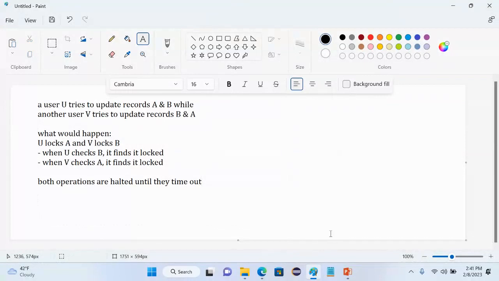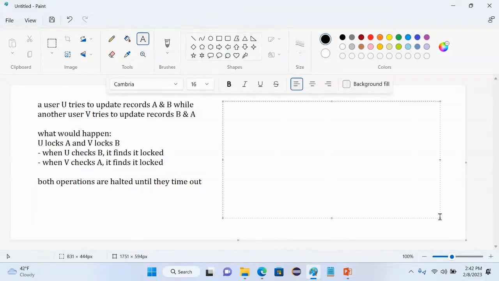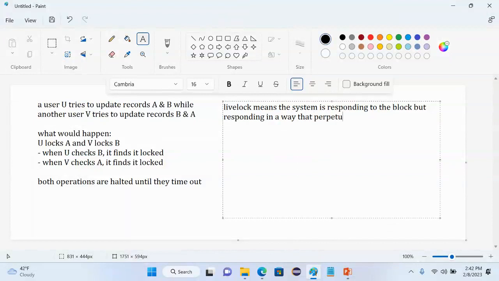Okay, so deadlock is bad. Remember, it's called deadlock because the system is locked and it's dead. It's not doing anything. Both processes are waiting for the other one to, in some sense, be available to make the lock go away. Now, the alternate to that is livelock. Livelock means the system is responding in some sense to the block, but responding in a way that perpetuates the block. So, a non-technical example.